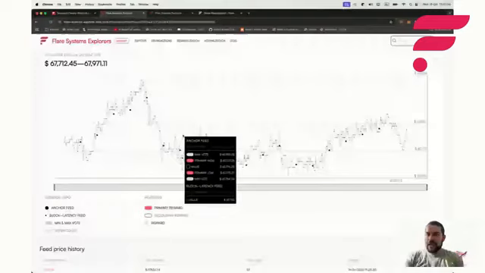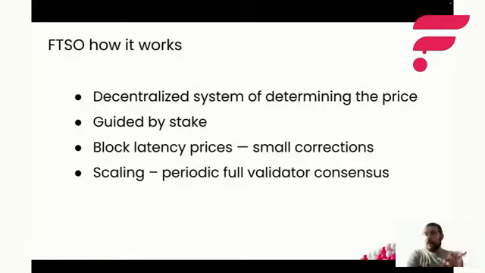So FTSO, what we really want to do is the following. We pose a question: what is the price of Bitcoin right now? And the thing is, it's difficult to properly answer this question without being either more detailed or depending on somebody else. Even if you take a look at two different exchanges, let's say Coinbase and Binance, you'll see that the price of Bitcoin might deviate by a few dollars, but we need a single price. So the FTSO is a decentralized system of determining a specific number. Could be a price, could be weather, could be event attendance. It's again guided by stake.